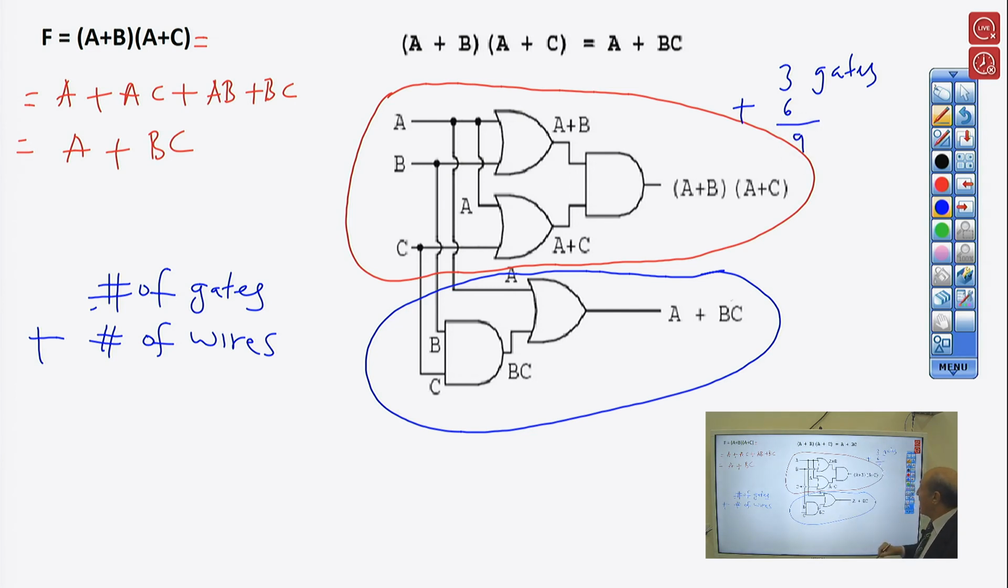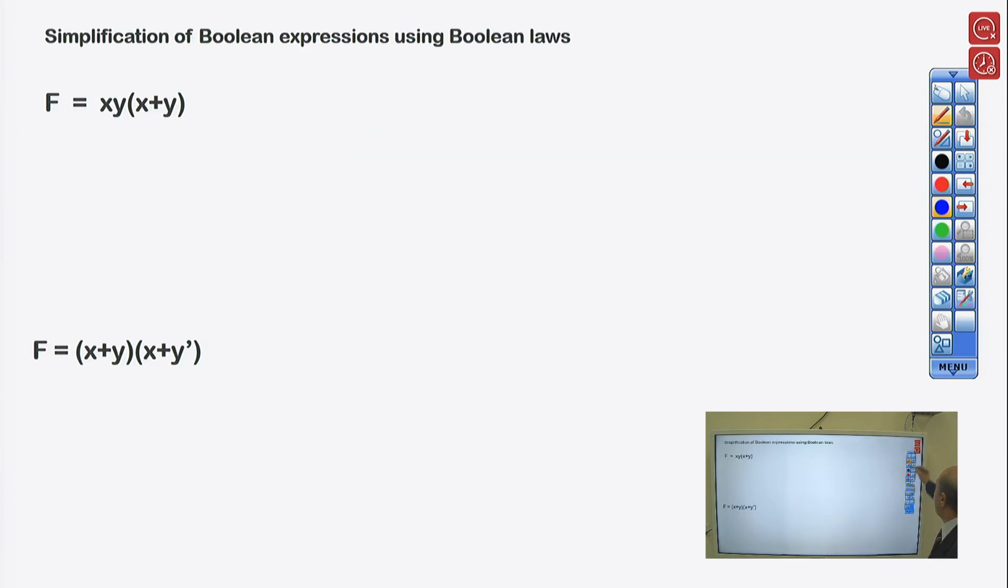But in the second case, we have 2 gates plus 4 wires. So the cost is 6, while the cost here is 9. So using the form after simplification is better. Next, suppose we have the following function, (x or y) ANDed with (x or y), with x.